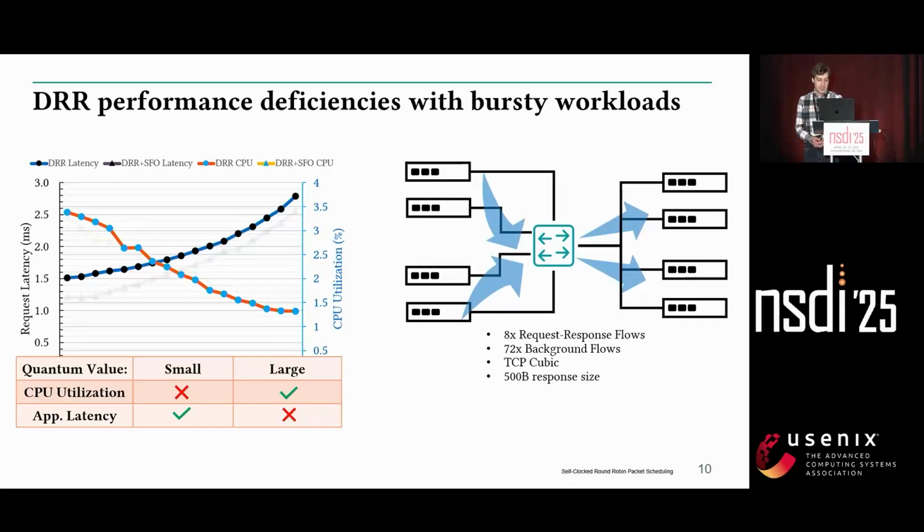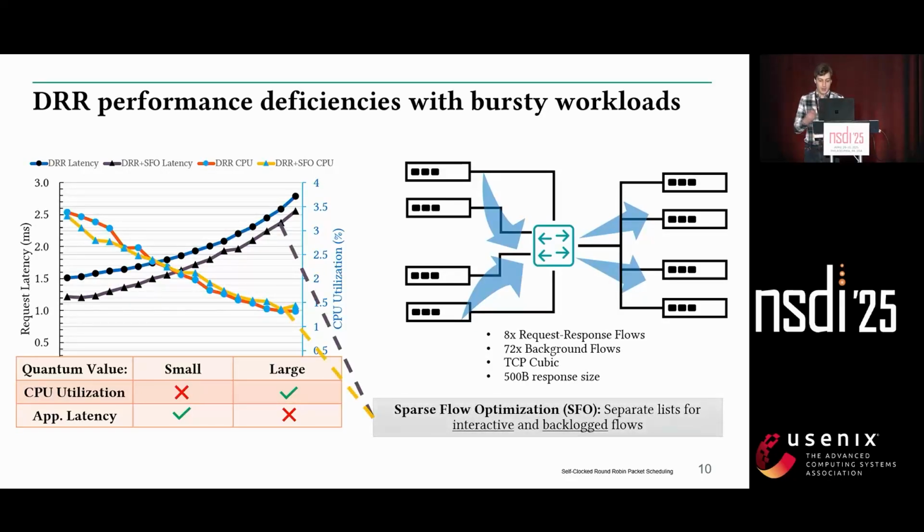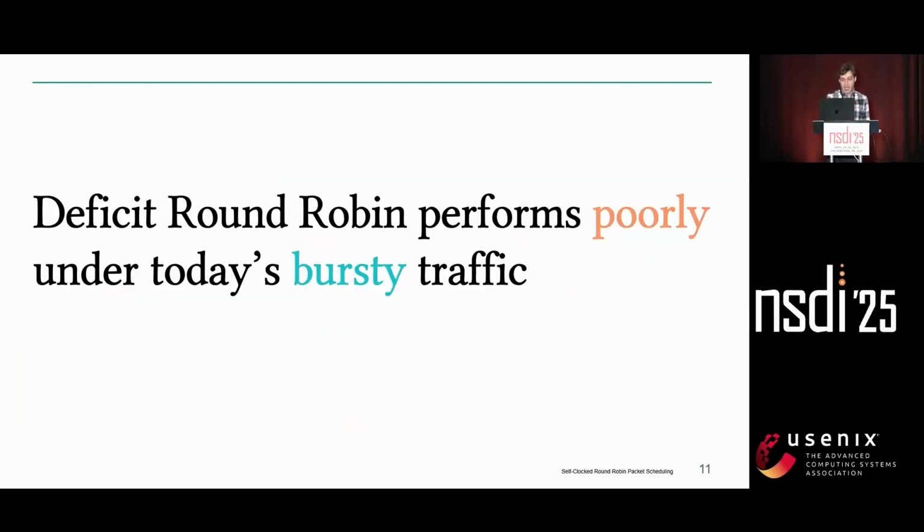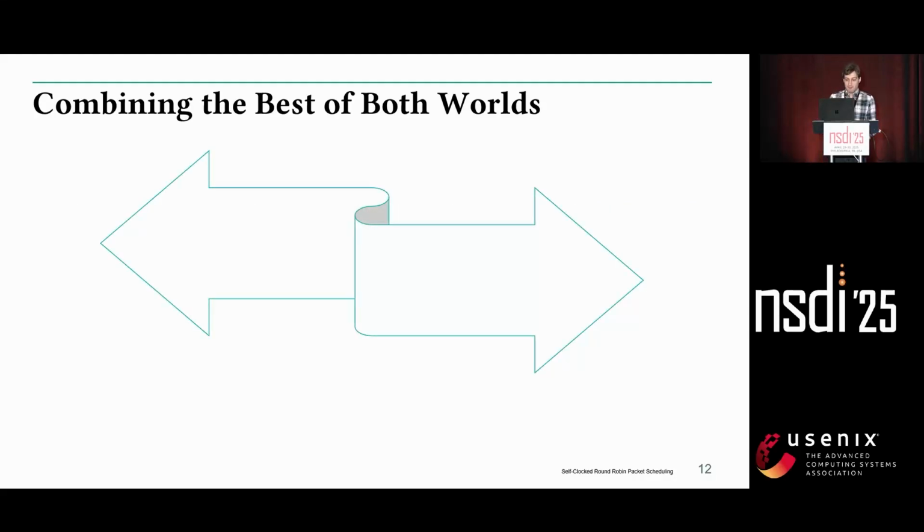Another thing to point out here is that even if we enable all the optimizations in the scheduler, such as the sparse flow optimization that separates the list of new flows from the old flows, we still face this trade-off. Our results highlight that there is no correct answer in configuring DRR, and the dynamic and bursty nature of today's internet traffic makes things worse. But this trade-off in configuration is just an artifact of DRR's operation.